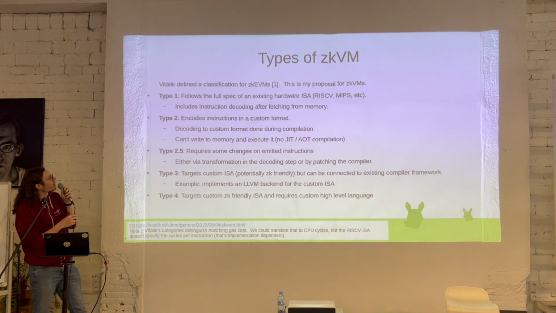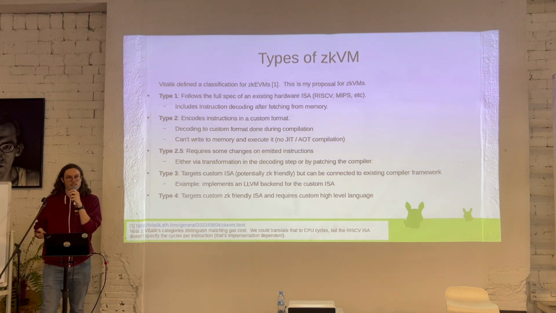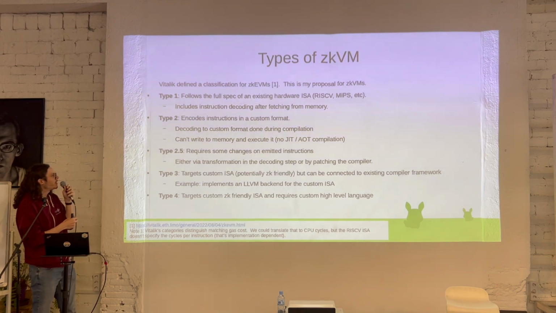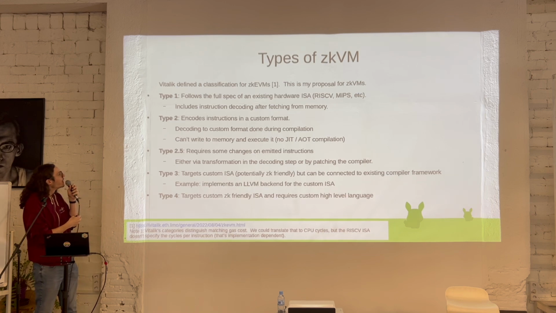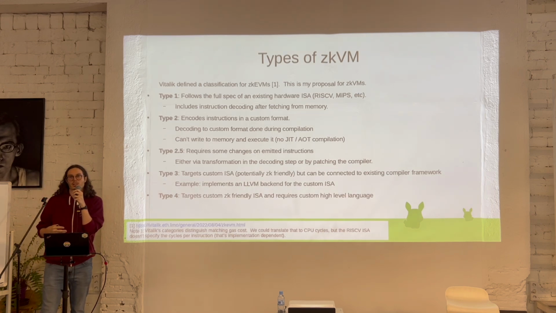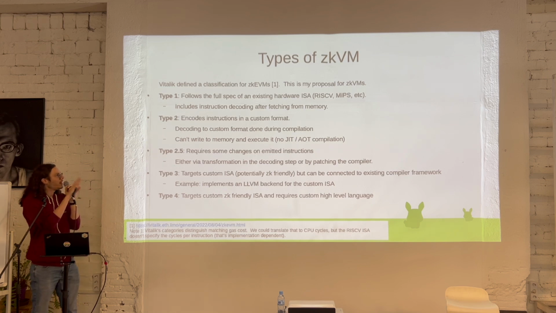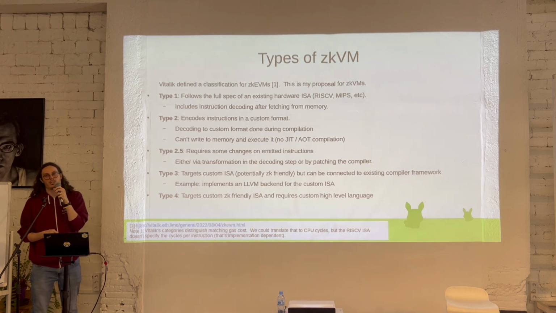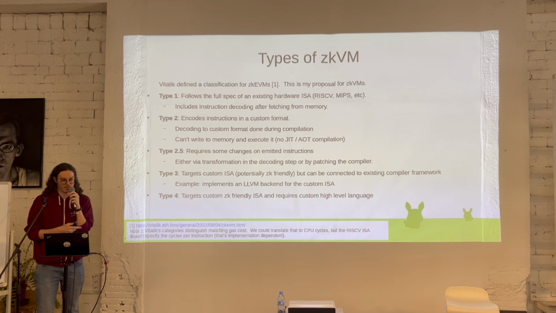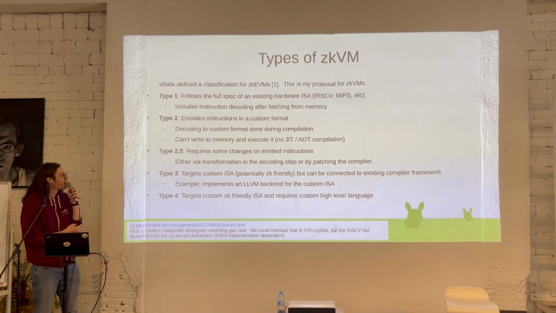The second type also follows an existing instruction set of a hardware CPU, but the decoding is not done in the circuit. The decoding means that the program is in bytes, and there is a step where each byte is converted into the instruction, arguments, and so on. So in type 2, this decoding would be done in a pre-processing step, and then inside the circuit, the instruction would already be decoded. For instance, this already forbids us from doing just-in-time compilation or ahead-of-time compilation, because we cannot write and execute the memory.